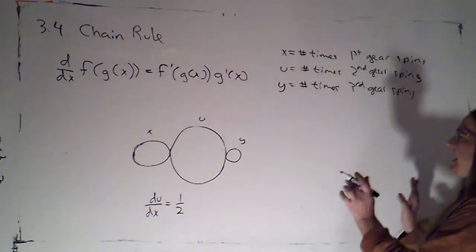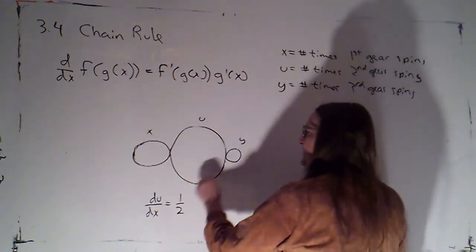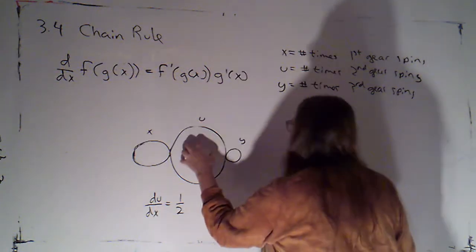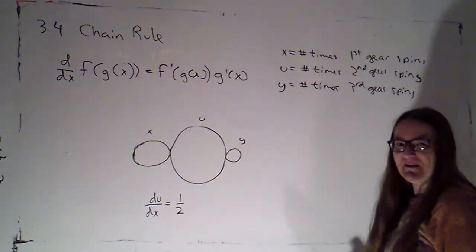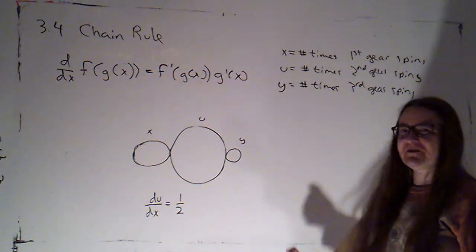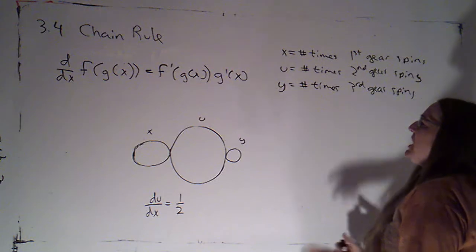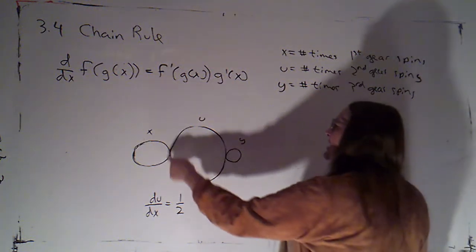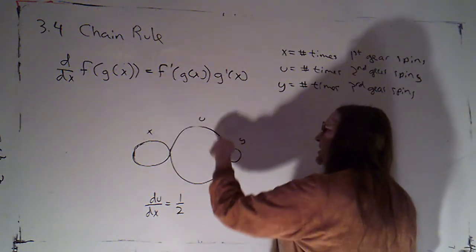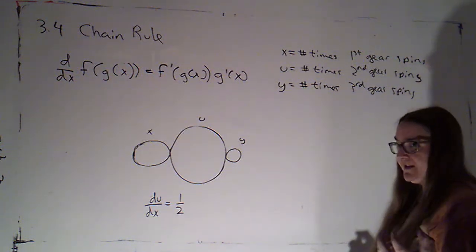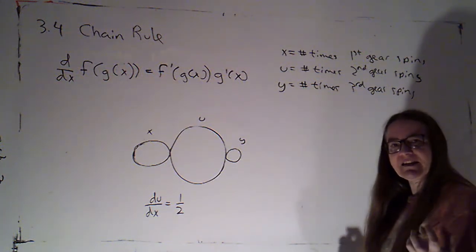All right. Now, I know that when u is spinning, that's going to cause y to spin. Sorry, when the middle gear is spinning, that's going to cause the third gear to spin. u and y aren't representing the gears, they're the number of times the gears are spinning. Okay. So, if I spin this middle gear once, is that going to cause the third gear to spin once, more than once, or less than once?